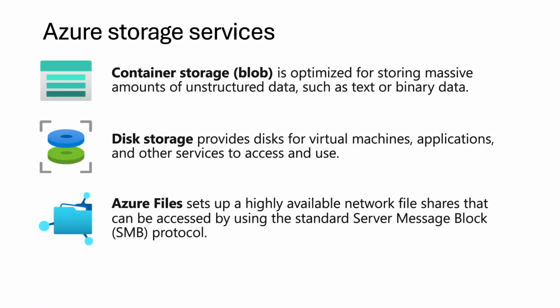And we have Azure Storage Services. Under Azure Storage Services, we have container storage. Blob is optimized for storing massive amounts of unstructured data such as text or binary data. We have disk storage that provides disks for virtual machines, applications, and other services to access and use. We have Azure Files, which sets up highly available network file shares that can be accessed by using the standard Server Message Block, SMB, protocol.